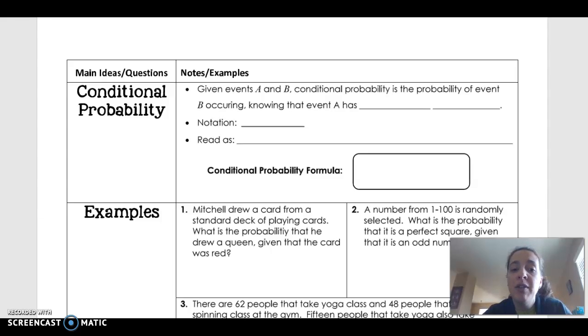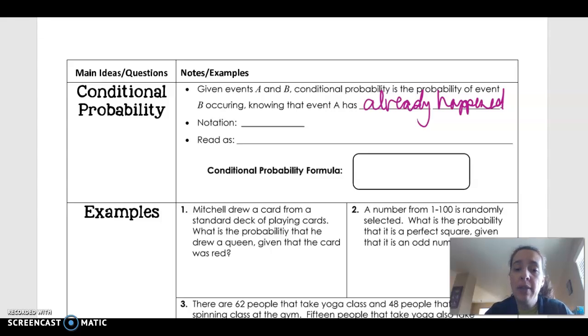So here's where we're going to live. Given I have two events, and we're going to call these A and B, just two different events, conditional probability is the probability of an event B, the second thing, occurring, knowing that A has already happened. So we're going to assume that A has happened and then figure out what the probability of B happening is, and we'll look through some examples.